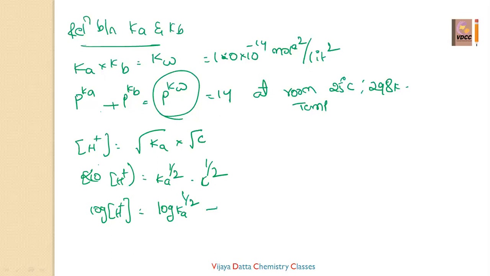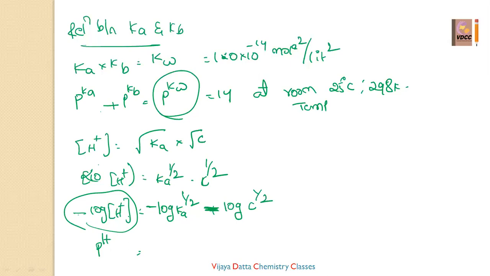A into B, then it comes plus. Then log C power 1 by 2. Then if you are applying the negative, you are multiplying with the negative, then it becomes negative logarithm. I want negative, negative, and even this is also negative. Negative logarithm of H plus is nothing but the pH value.